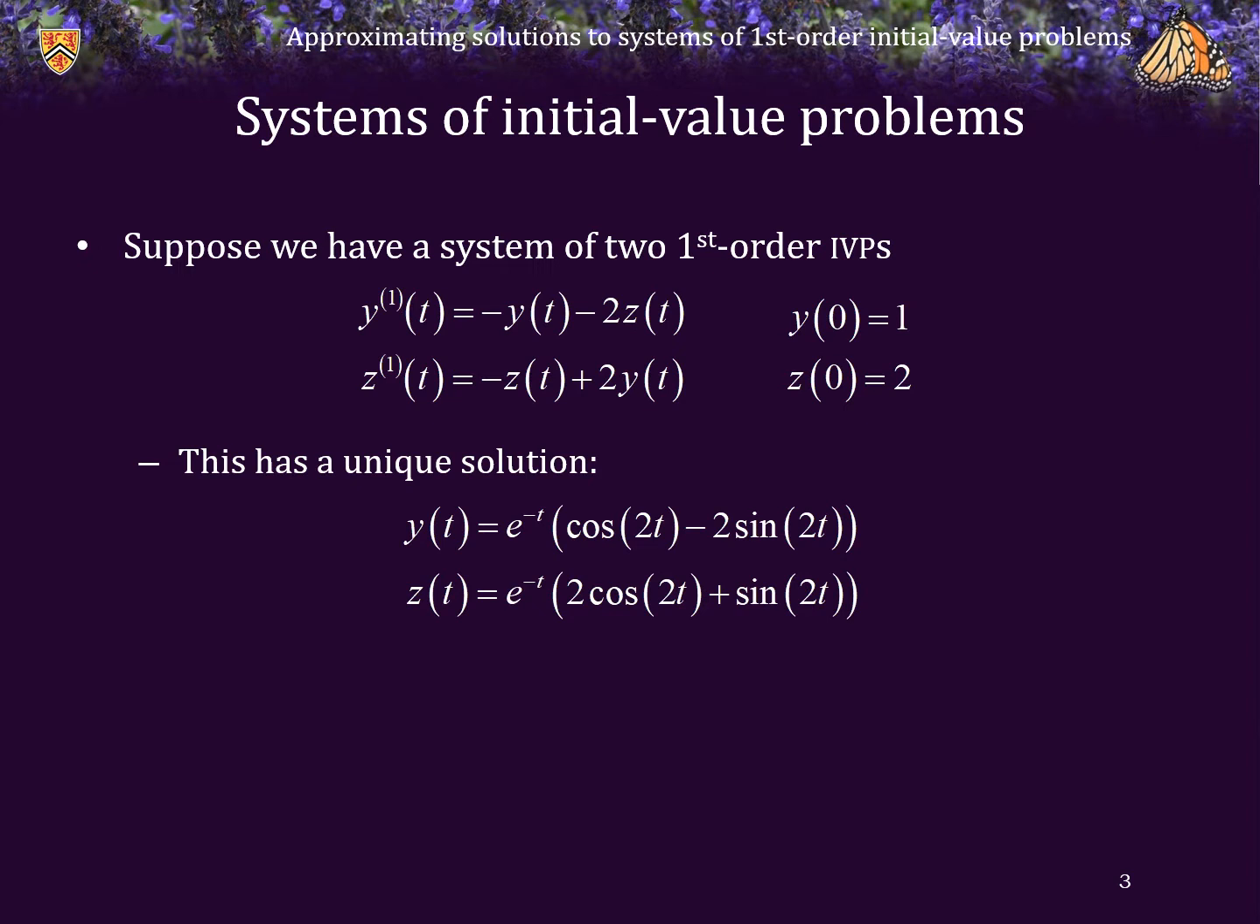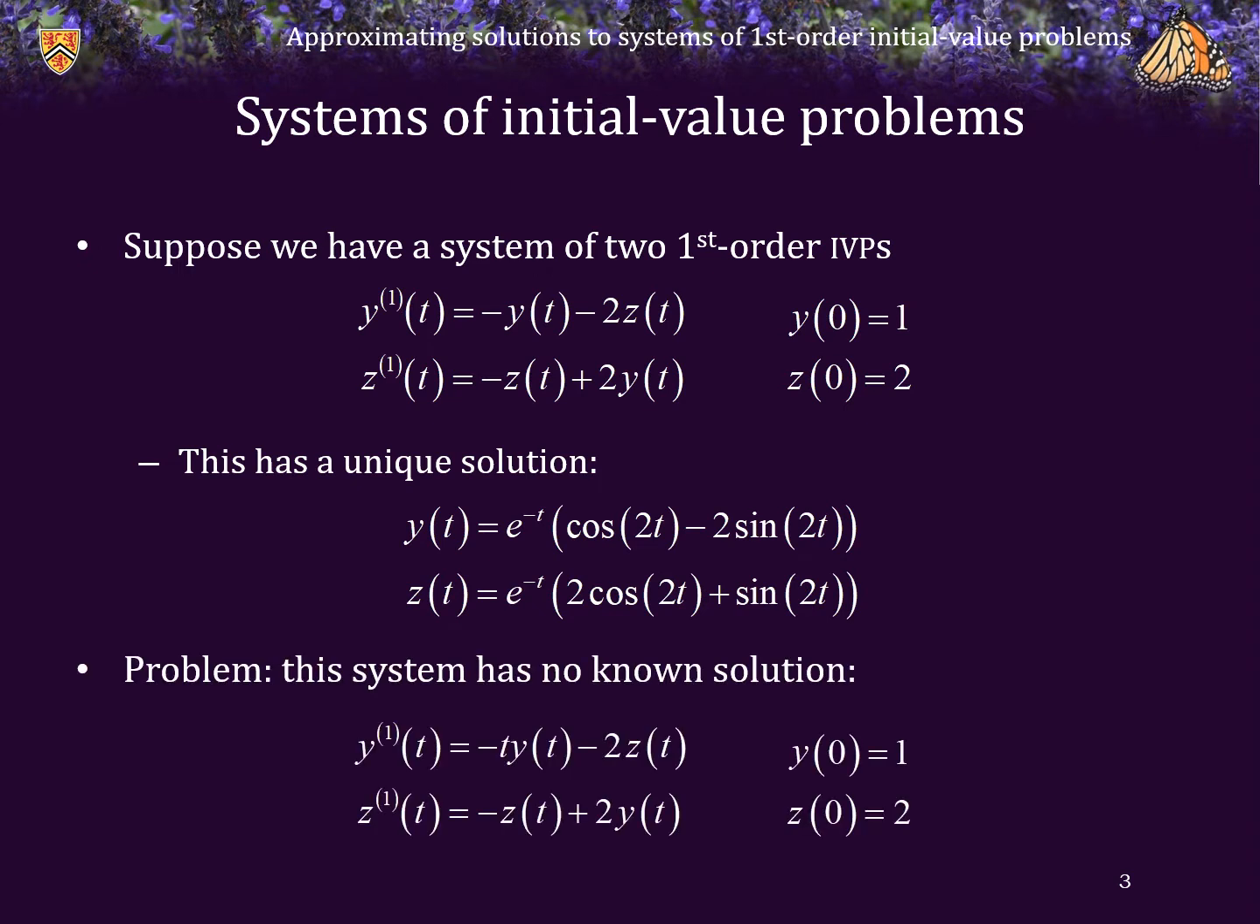However, simultaneously, if you were to differentiate the first, you would find that the derivative is the negation of the first minus twice the second solution, and the derivative of the second is equal to the negation of the second plus twice the first solution. All right, so under certain conditions, we can actually easily find the solution to a system of initial value problems, specifically when they are all linear equations.